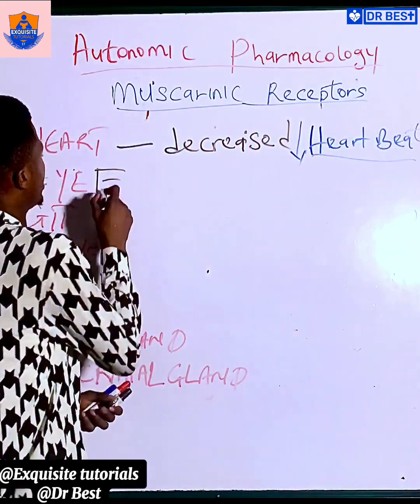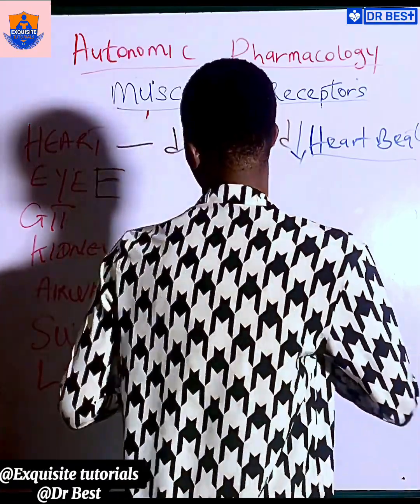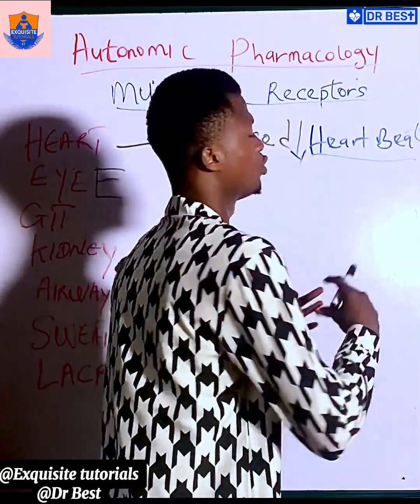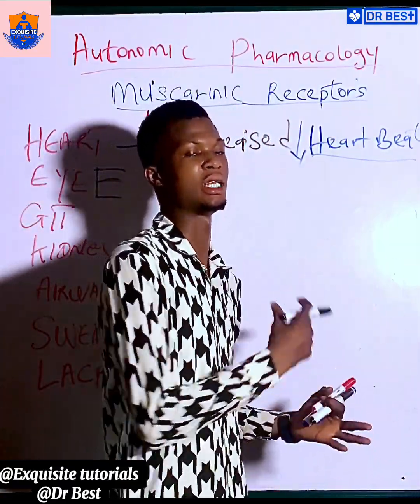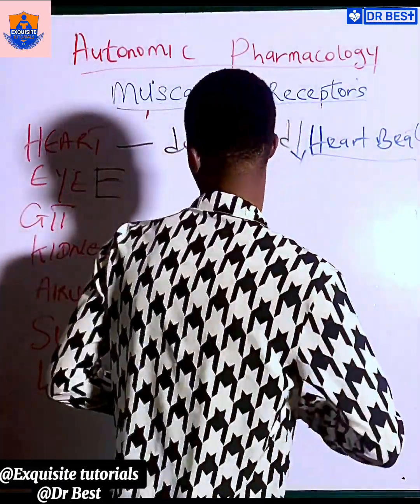Now let's talk about the eye. In the eye, we're going to take several effects. The receptors found in the eye are actually M3 receptors, just like I made you understand that M2 receptors are in the heart, M1 in the CNS, while M3 are in other parts of the body.